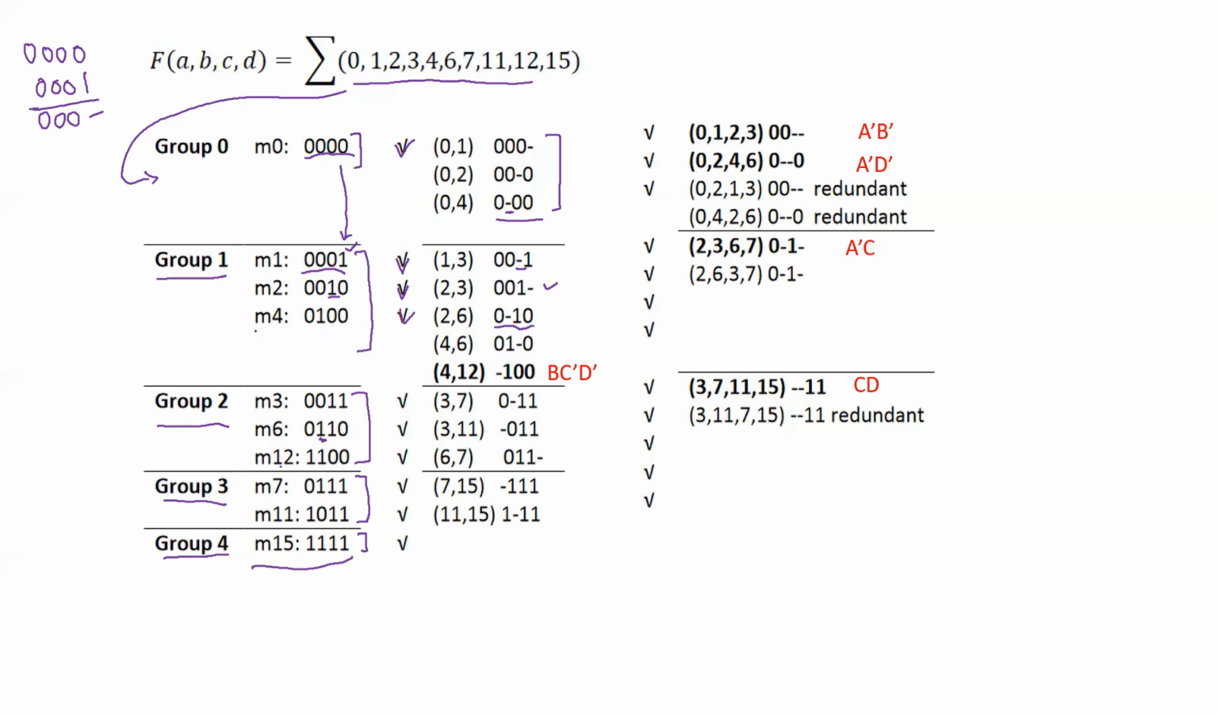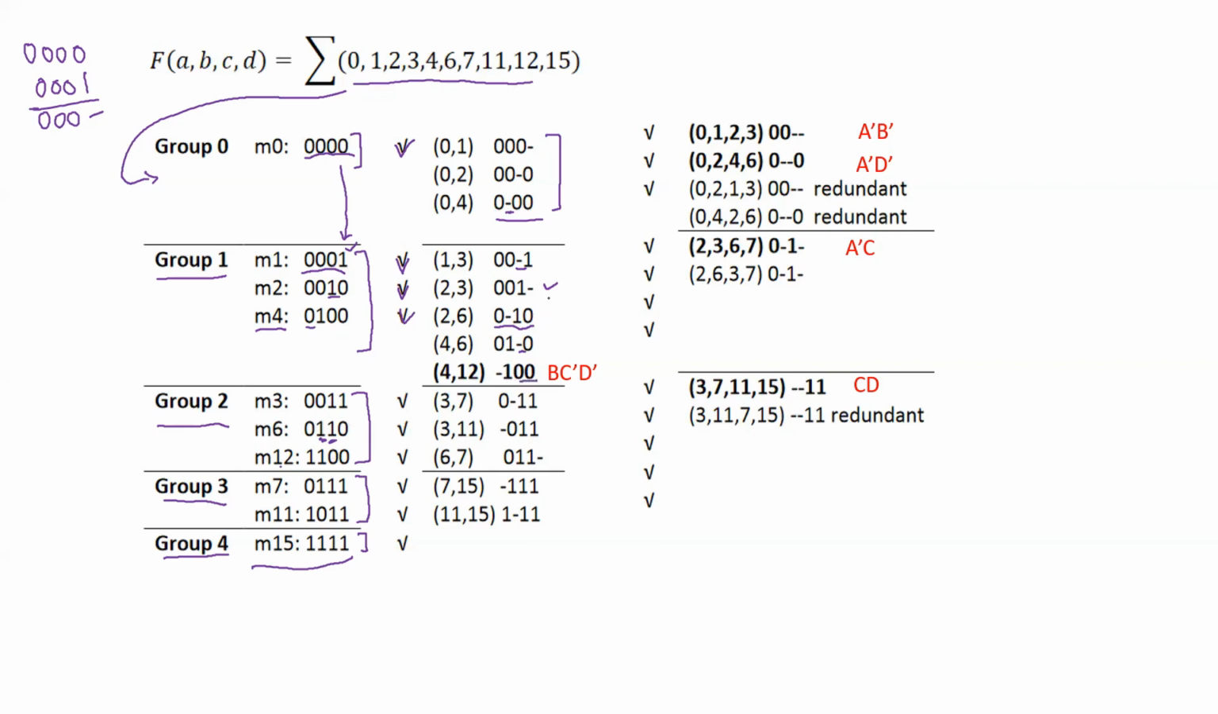Now coming towards the third one, 4 and 3. So more than one bit is different. So we are not going to write it. 4 and 6, yeah, one bit is different, this one. So you are going to write it like this. Then comes 4 and 12. Yeah, only one bit is different. So you are going to write it like this, hyphen, 1, 0, 0.